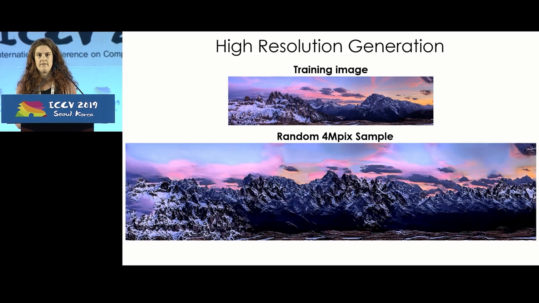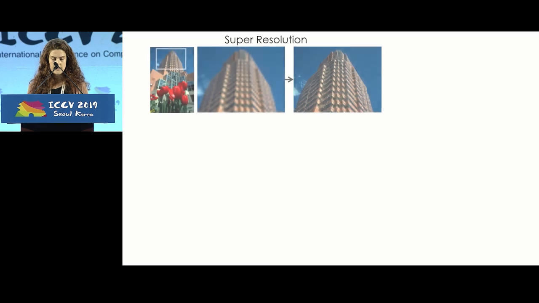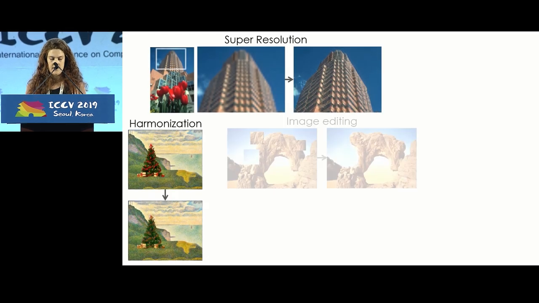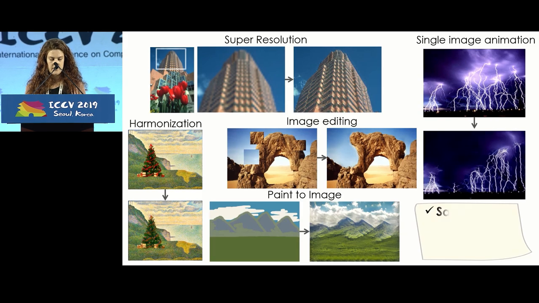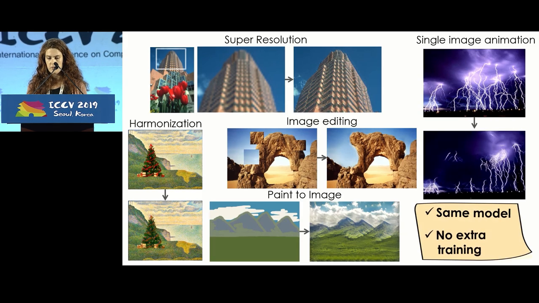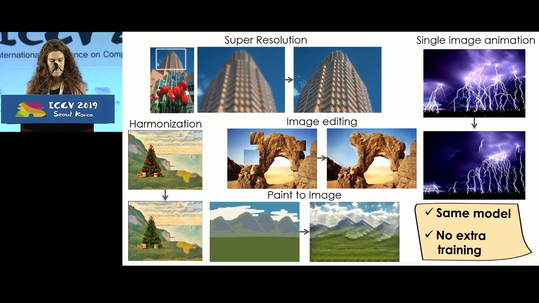But why is it good to have a single image GAN? Once trained, SinGAN can be used for many tasks. All are solved with the same unified approach and without any additional information or further training. And again, with only a single image example.